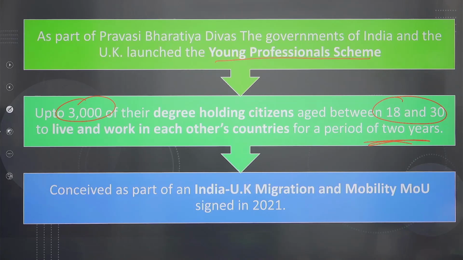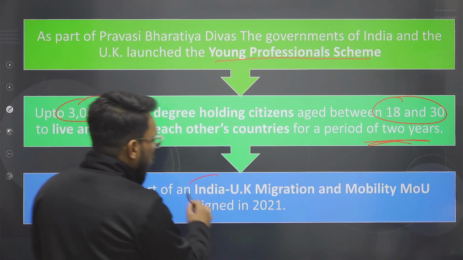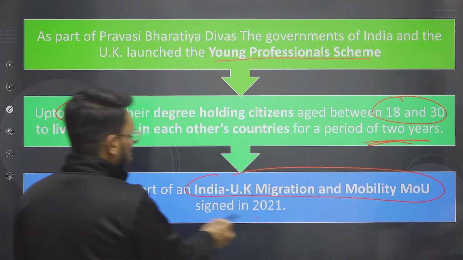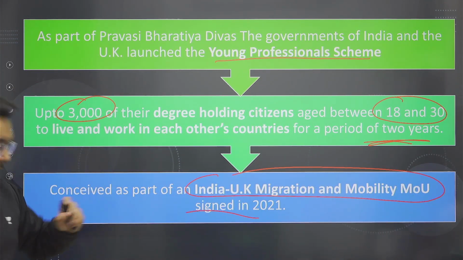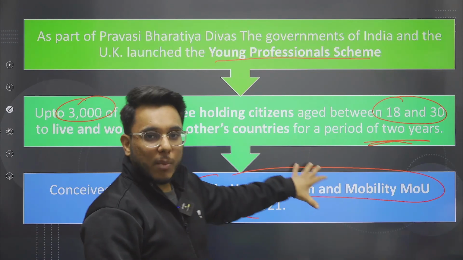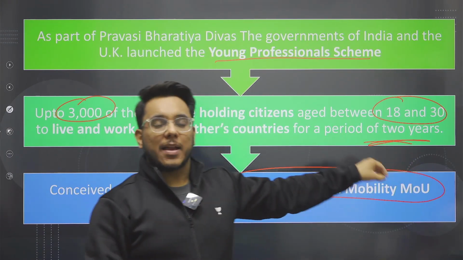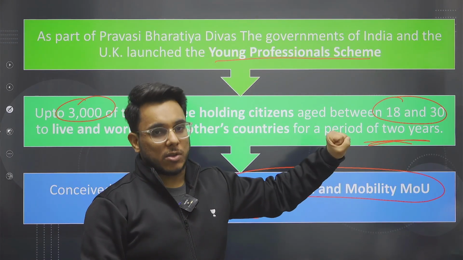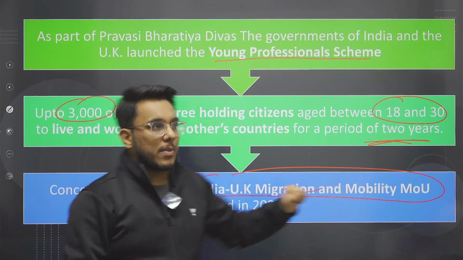Now, this scheme is a part of the India-UK Migration and Mobility MOU that we signed in 2021. By the way, a Migration and Mobility Pact just a few days back has been signed with Austria also. What are these migration and mobility pacts?